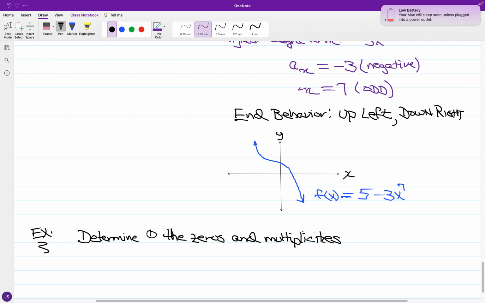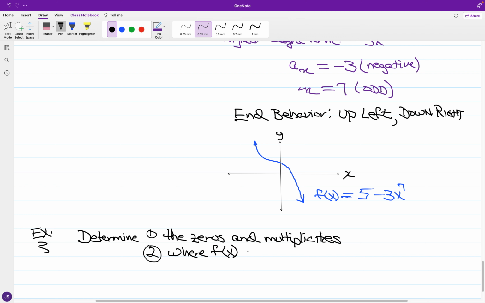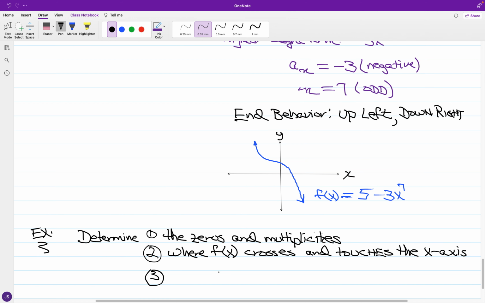Second of all, we have, in the case of finding out the value of the multiplicities, if we're looking at where f of x is going to cross as well as touch the x-axis. And third, again, we have the end behavior.